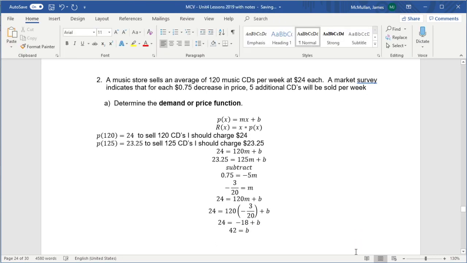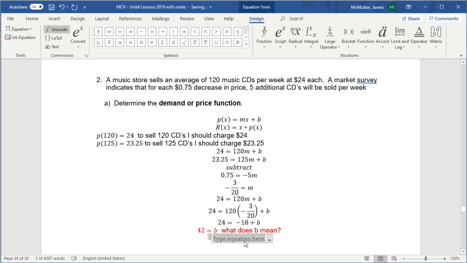Now, I'm going to leave this to you as a thinking question. What does b mean? Does it have a meaning, in the sense of does it correspond to something in the question? I'm going to leave that with you. Okay, so anyway, we have our equation now. P of x is negative 3 over 20x plus 42.